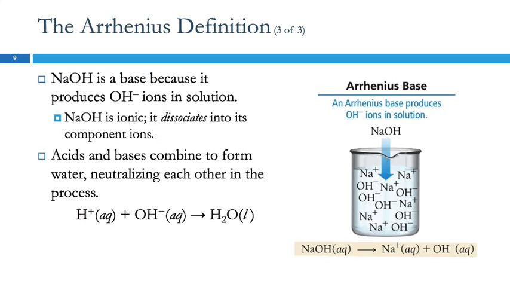Okay, the definition of the base produces hydroxide ions in solution. So a common base is sodium hydroxide. This is an ionic compound, and so when you dissolve it in water, it dissociates, meaning the ions come apart. So we've got sodium ions and hydroxide ions, and these hydroxide ions are what make it a base. So acids and bases will combine together to neutralize each other.